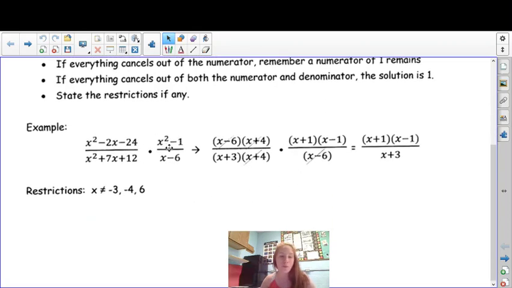So example, factor both parts. X minus 6 is on the top here and bottom here, so they both cancel, even though they're not on the same fraction. And then simplify and state restrictions.